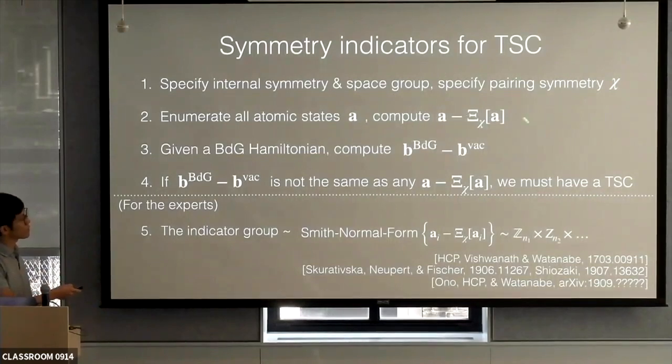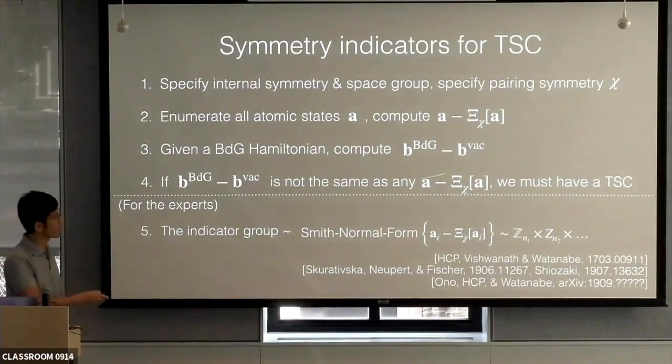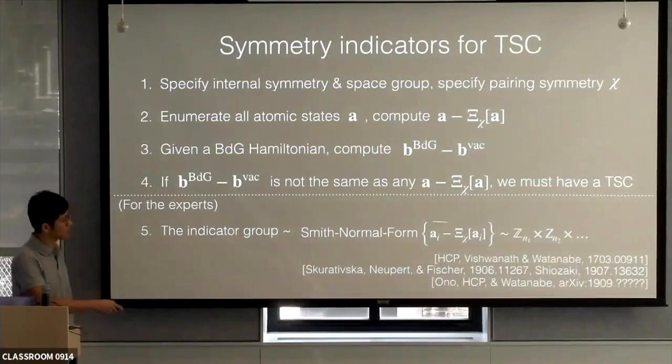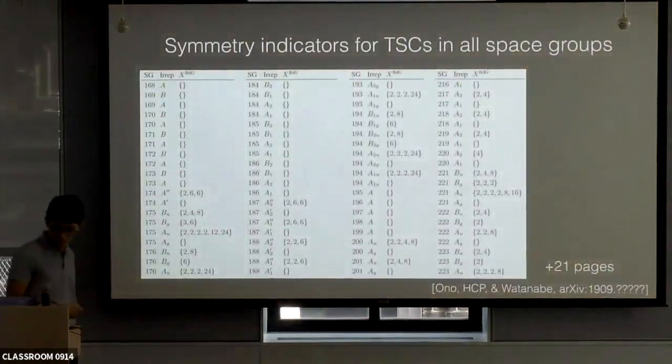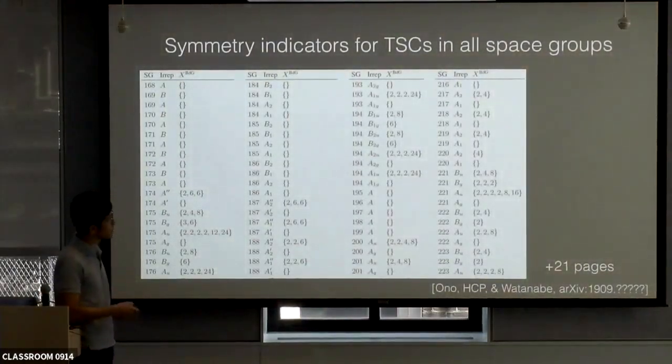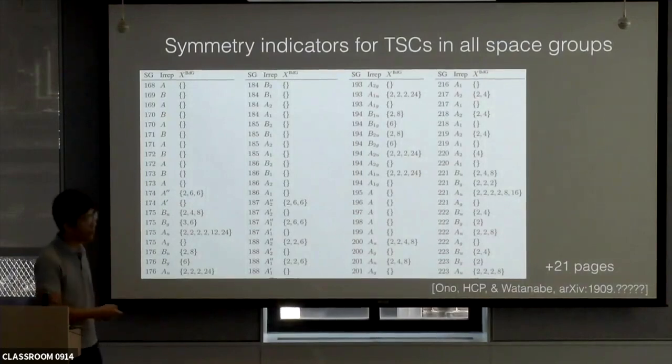And we compute this particular combination of A minus its particle-hole conjugate. Now you take any reference BDG Hamiltonian and compute this particular representation vector, and you have a topological state if this cannot be understood as any atomic state. So it's really just a check. The linear algebra part is to do some Smith normal form and you get these kinds of groups. The claim here is that this exercise has been done in our paper.